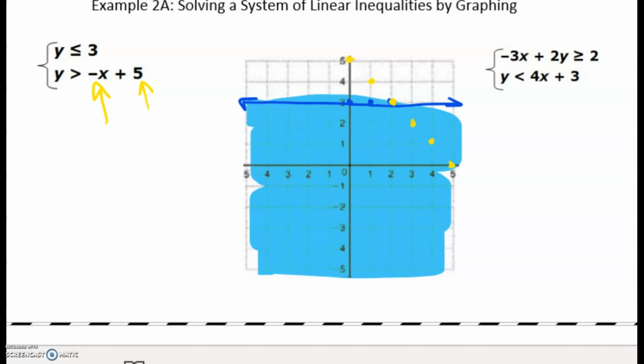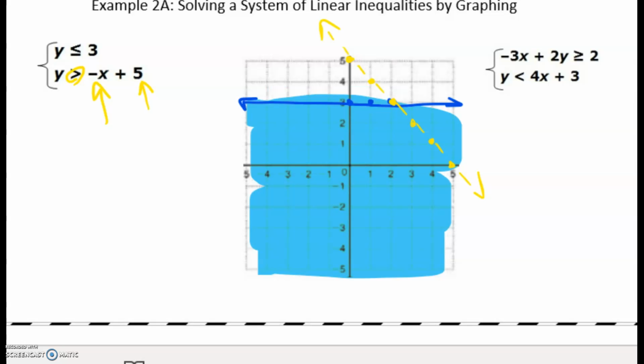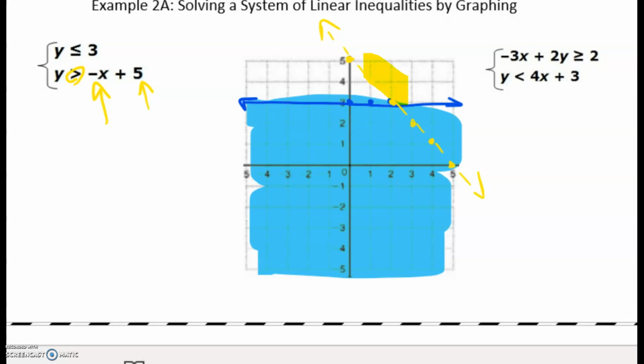So I'm going to go ahead and make this line. Should I make it solid or dotted? Looking at the symbol, this one's going to be a dotted line. Another way to say it is dashed. So I just put little dashes here. So there's my line. And then I need to shade this one above. Okay, so I'm going to shade above this line. Oops, I'm going to flip my colors. So shade above it.